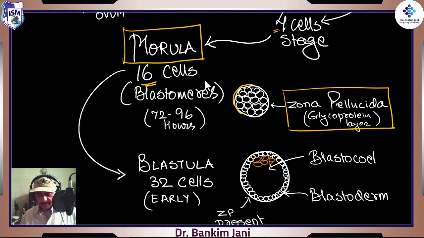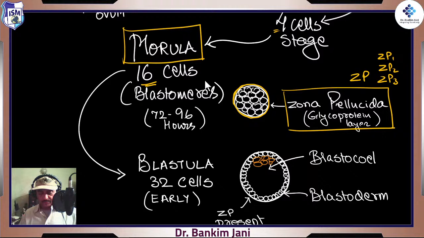That is zona pellucida. So always remember in the form of keywords, morula means 16 cells with zona pellucida, and this zona pellucida is a glycoprotein layer. Now when you go into more details, there are proteins ZP1, ZP2, ZP3, all different types of proteins. And inside, all these 16 cells are sitting there just like a simple ball.